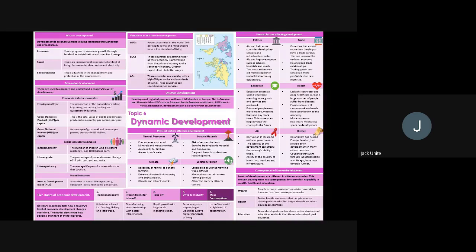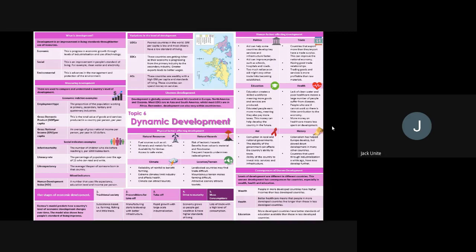Today we're going to be looking through side one of dynamic development, one of those human topics from, what is it, paper two, sir, isn't it? So we're going to have a little look through this. Obviously on this side, it's going to be the key ideas and the key theories. And then on the next side is where we start to look at the more detailed stuff, some case studies and that sort of thing.